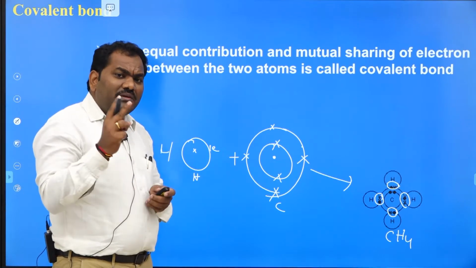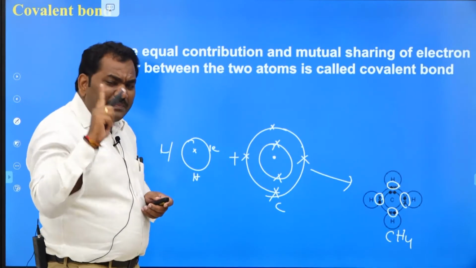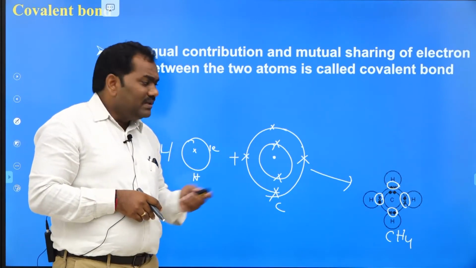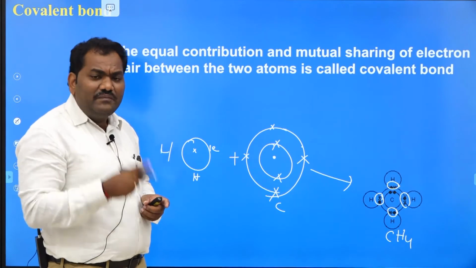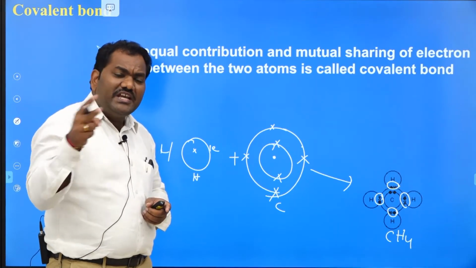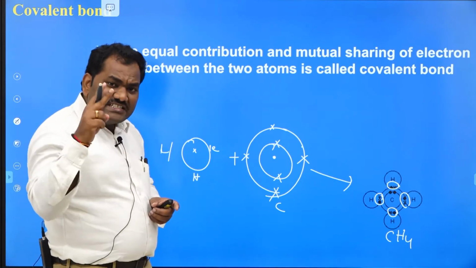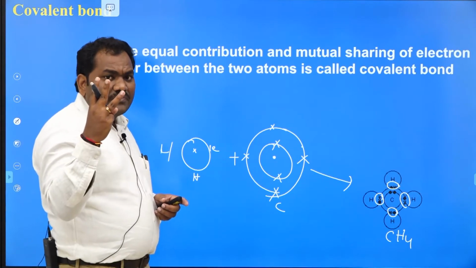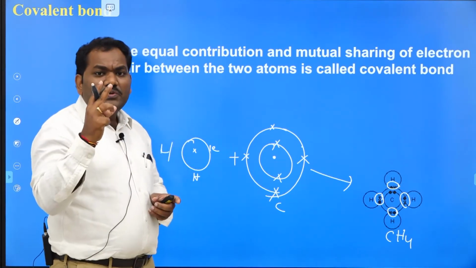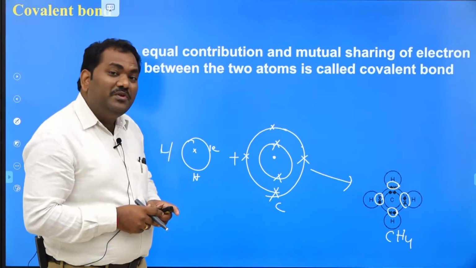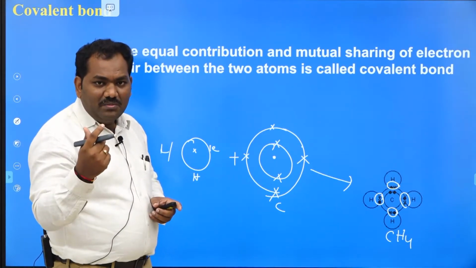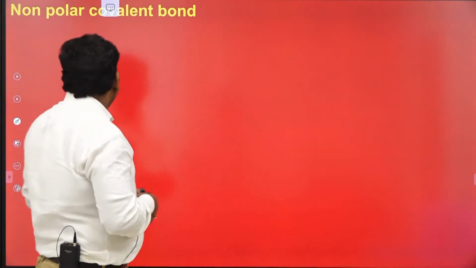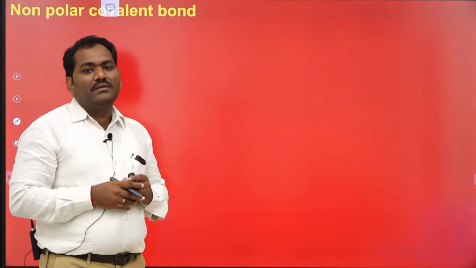Generally, if only one pair is present between the atoms, that is called a single covalent bond. If 2 electron pairs are mutually shared between the 2 atoms, then it is considered a double bond. Similarly, if 3 electron pairs are mutually shared between the two atoms in a molecule, then it is called a triple bond. Single bond, double bond and triple bond.